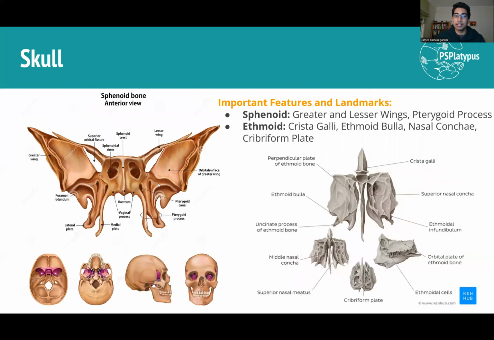Okie dokie. Let's talk about the sphenoid and the ethmoid. These are two that are sort of buried in there, and you can't really see them under the normal view, so hopefully this is a little bit more understandable. They sort of look insane, so bear with me. This bit at the front here is the anterior view.